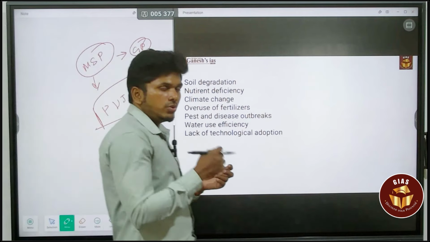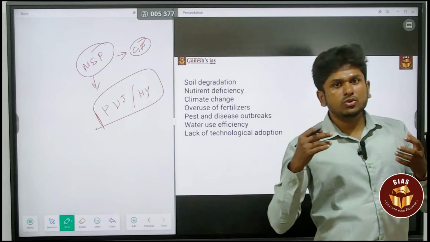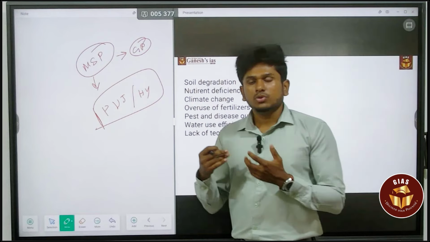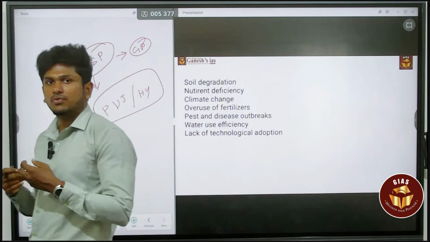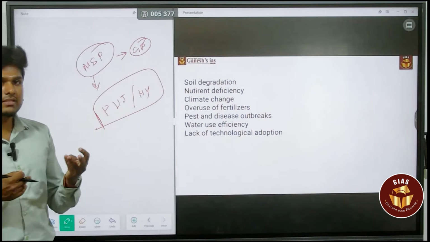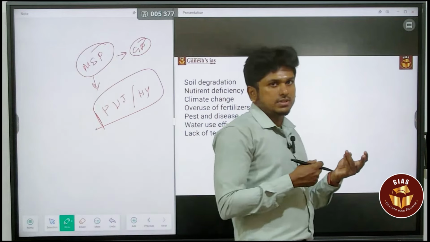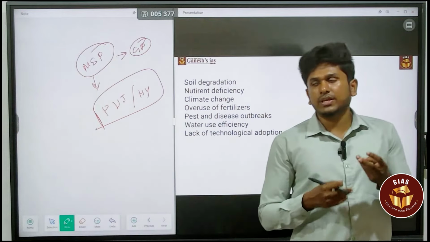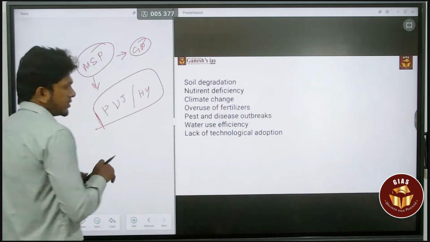In that scenario, due to the high temperature, there is huge evaporation, so the humidity is increasing. If the humidity is increasing, that will be helpful for the spread of diseases and insects, and also the spread of pests. So all the things happening are related to this climate change. So, pest and disease outbreak.